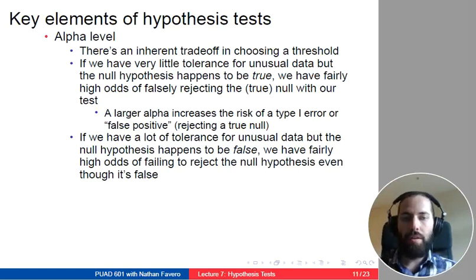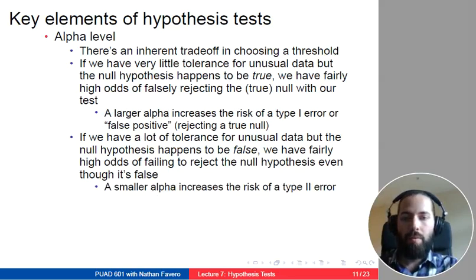If we have a lot of tolerance for unusual data, in other words, if we're going to say it takes a lot of evidence to convince me that the null hypothesis is false, we're going to have fairly high odds of failing to reject the null hypothesis, even if that null hypothesis is actually false. So in other words, we're going to reach a lot of inconclusive results in the case that the null hypothesis is actually false. So using the statistical jargon, we would say that a smaller alpha level increases the risk of a type 2 error. And this is something that we'll come back to and we'll explain again.